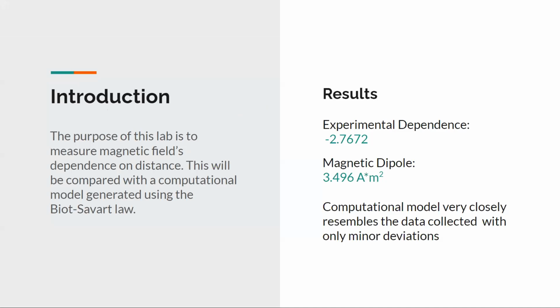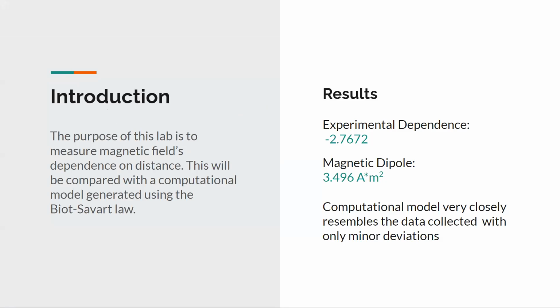So, introduction to this lab. The purpose of this lab is to measure the magnetic field's dependence on distance, specifically with a bar magnet and a phone installed with the magnetometer app. This will be compared, the manual computations, with a computational model generated using the Biot-Savart law.